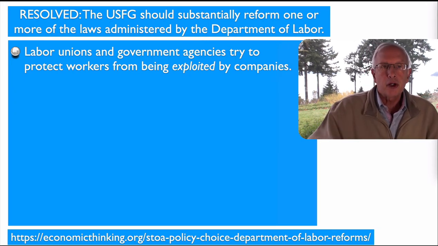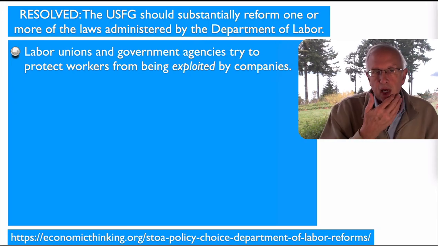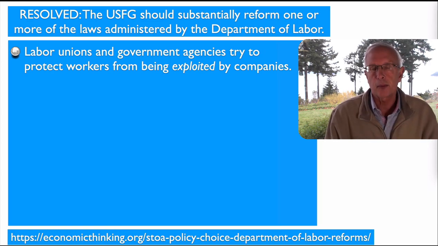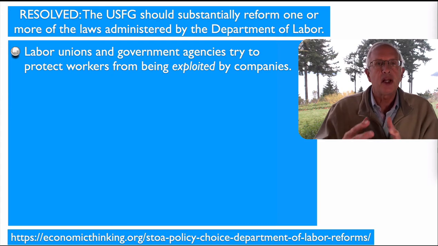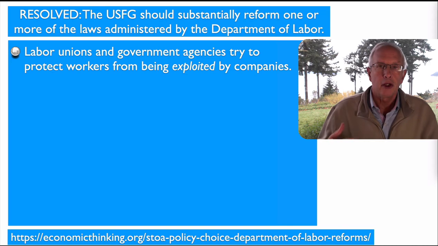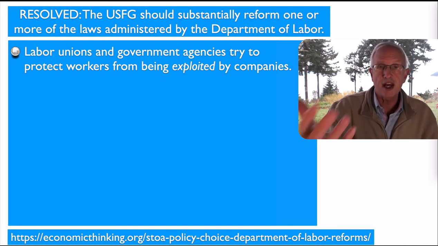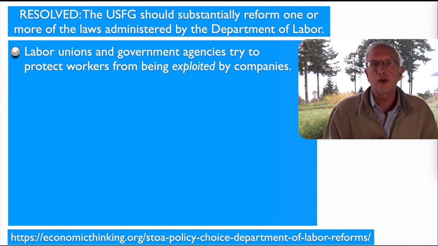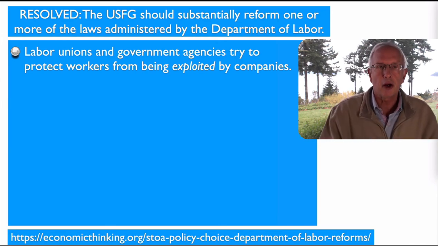So again, labor unions and government agencies try to protect workers from being exploited by companies. But what do we mean exploited, taken advantage of? Why can't employees take care of themselves? That's because it's considered that there's an unfair balance, that the companies have more power than the workers. Big corporation with 1,000 employees, you're going in to apply for a job. The sense is they have a lot more power than you do. They have lawyers, they have whole departments, human resources departments. You either do what they say or you don't.